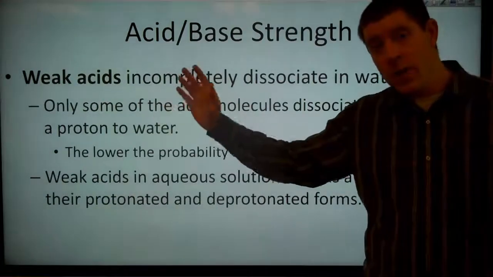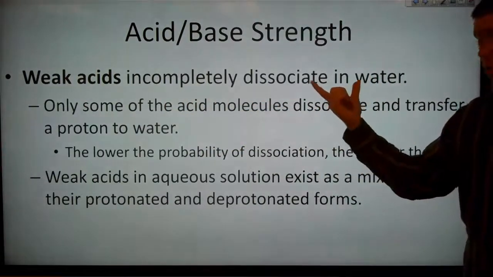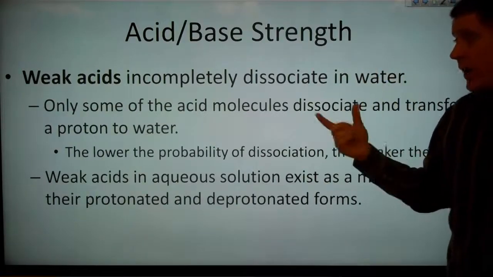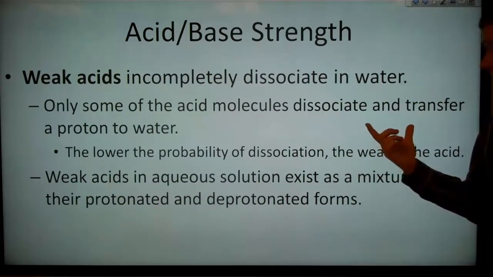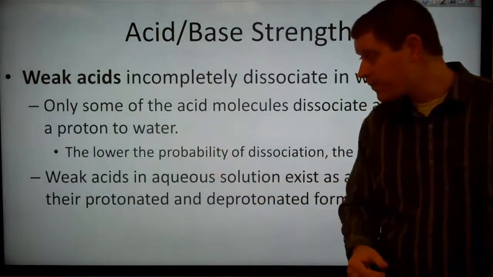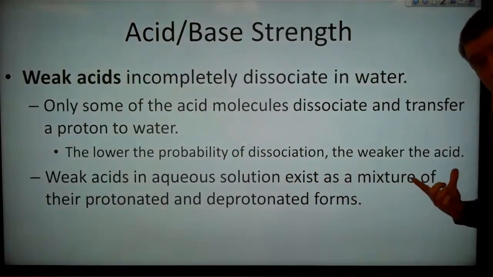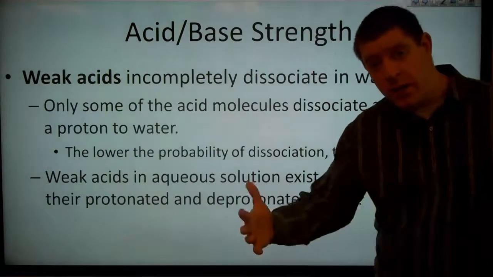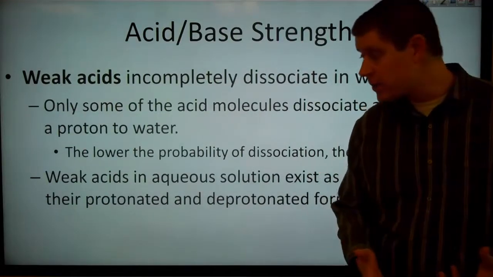So, on the other hand, weak acids, as compared to our strong acids, dissociate incompletely in water. Our strong acids completely dissociate in water, but our weak acids dissociate incompletely, which means that only some of our acid molecules are dissociating and transferring a proton to the water to form the hydronium ion. So the lower our probability of dissociation, the weaker our acid is. The more our acid is dissociated, the stronger the acid is. The less the acid is dissociating, the weaker the acid is.